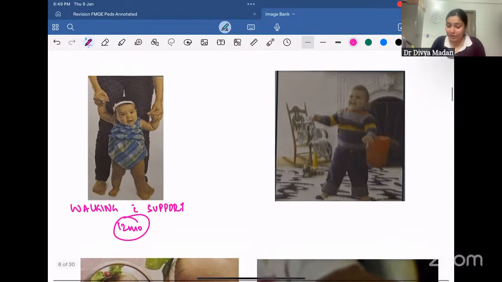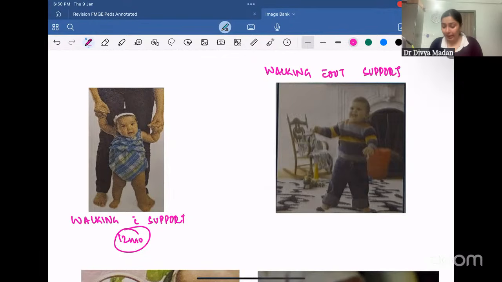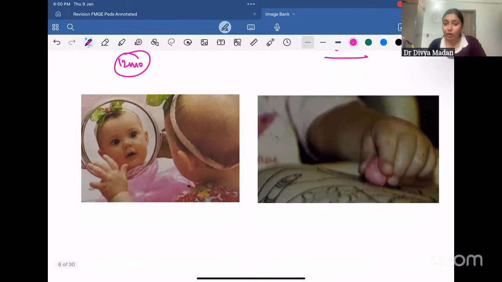Now look at this child. This child is walking without any support. This would happen obviously after 1 year of age. This happens at 15 months. Walking without support. Right? Now yet another important milestone.